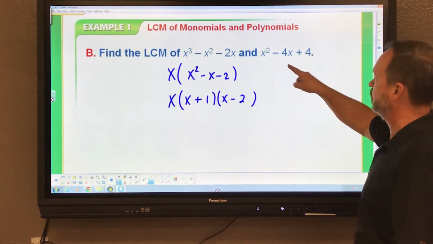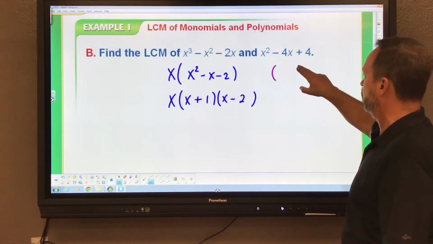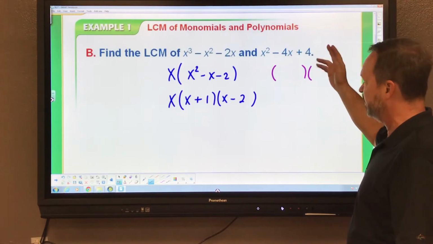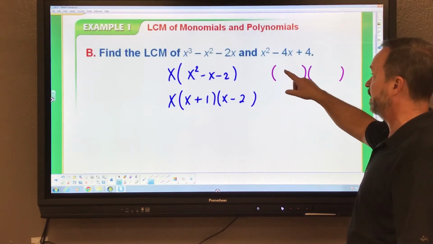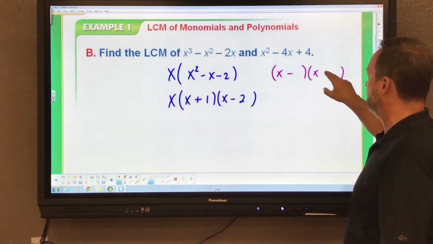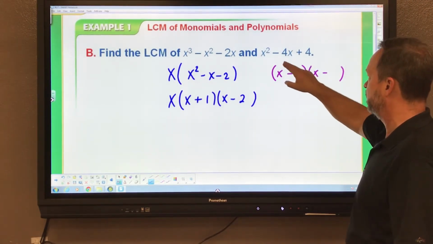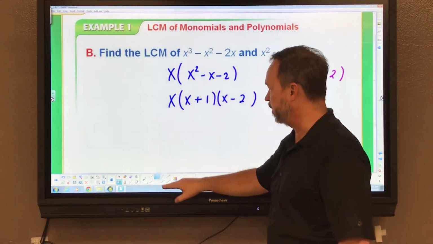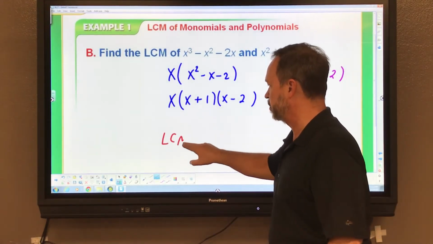Now let's look at this other one over here, where it's actually a perfect square. That's fine. You can see it that way, or you can see it as a leading coefficient 1. Signs are the same, both minus, factors of 4, whose sum is 4, 2. Okay, now looking at the least common multiple.